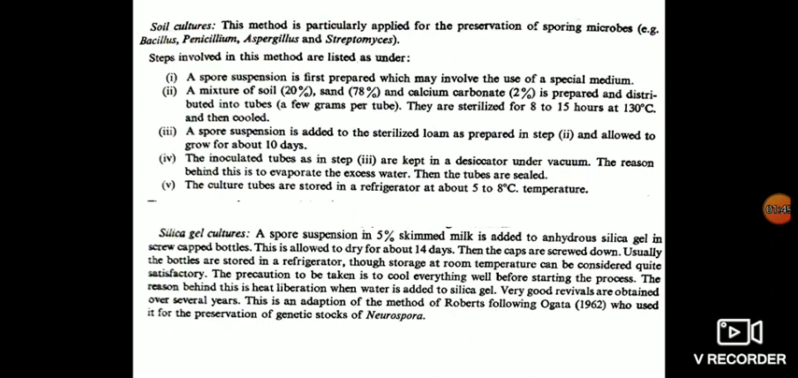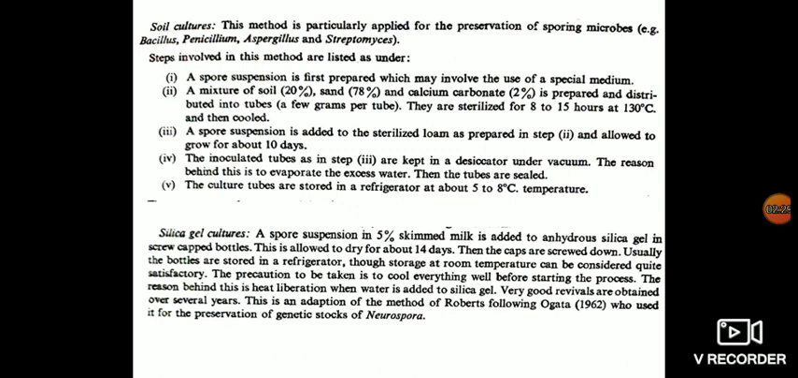So there are three major types of storage. The first one is soil culture storage. This method is particularly applied for preserving spore-producing microbes, as I already said, such as Bacillus, Penicillium, Aspergillus, etc. The first step is that a spore suspension is prepared, which may involve the use of special media. A mixture of soil 20%, sand 78%, and calcium carbonate 2% is prepared and distributed into tubes.